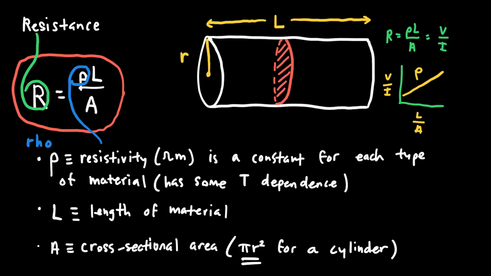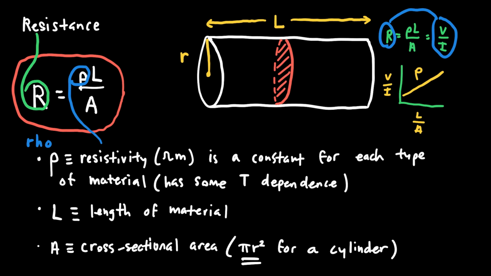Since the resistivity is related to the resistance, and resistance is related to voltage and current, by Ohm's law the resistance is equal to voltage divided by current. Then you could also set this equation for resistance equal to voltage divided by current. If I set up a circuit and make varying measurements of voltage and current, I should be able to make a graph of voltage divided by current versus length divided by area in order to produce a linear graph where the slope is equal to the resistivity.